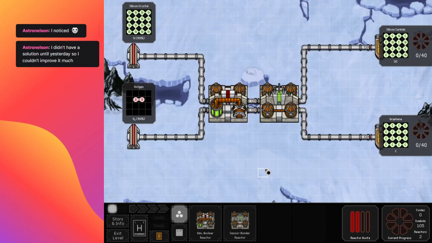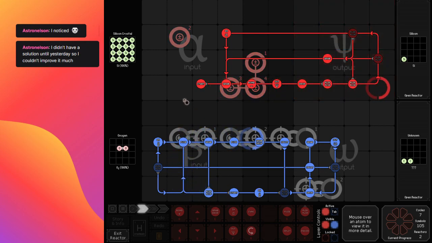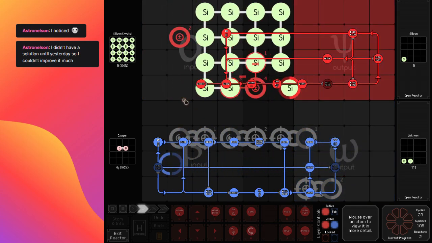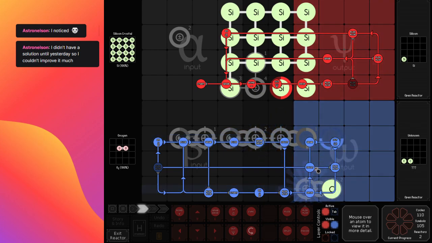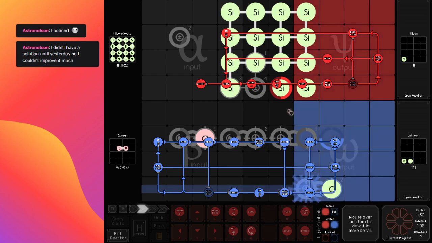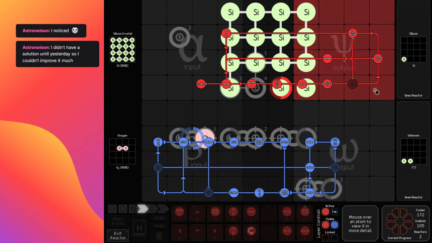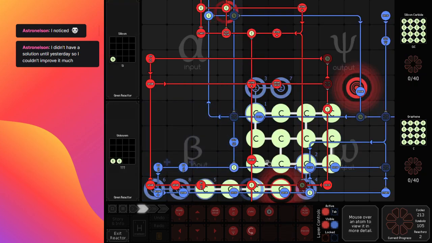5th place, Binky. Alrighty. So this first reactor is really 2 half reactors. You've got this carbon generator over here, and you've got this silicon stream thing going on over here. We've seen this plenty of times before, so let's go on and look at the second reactor.